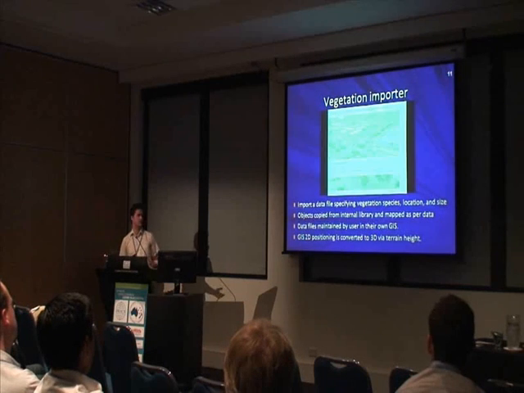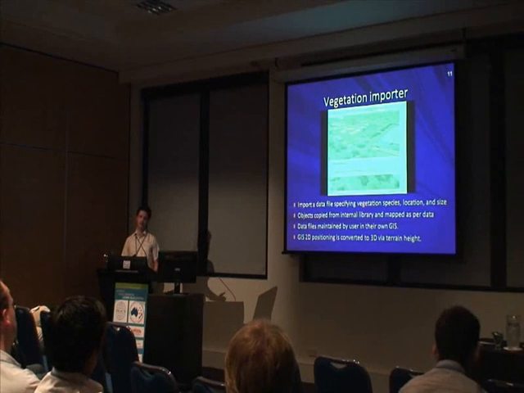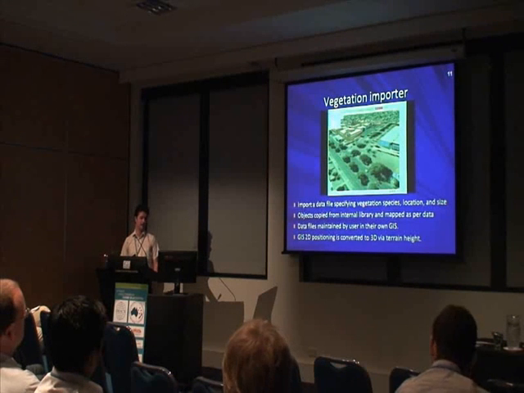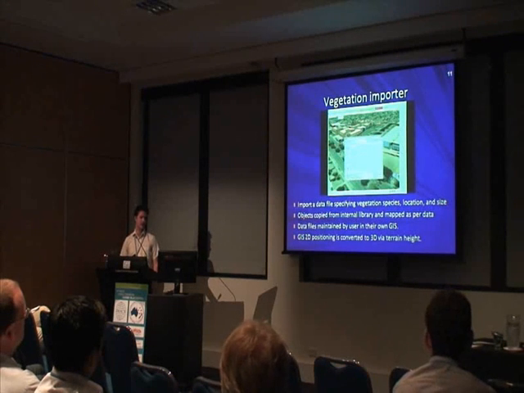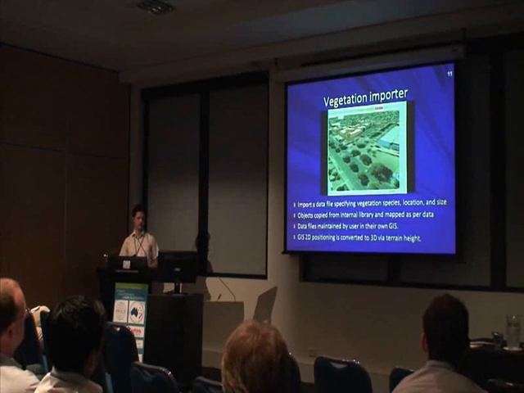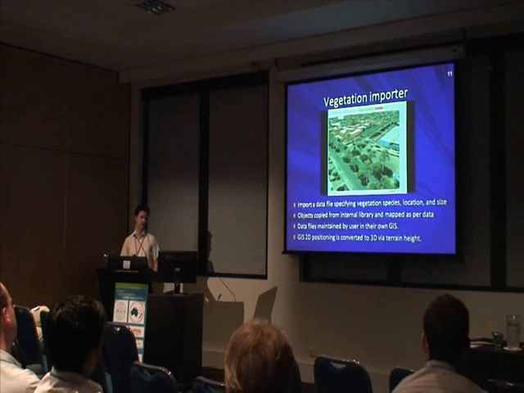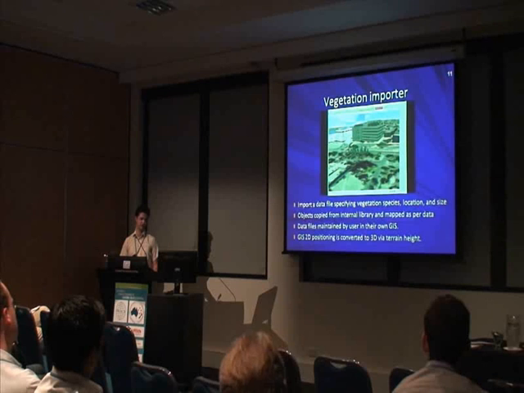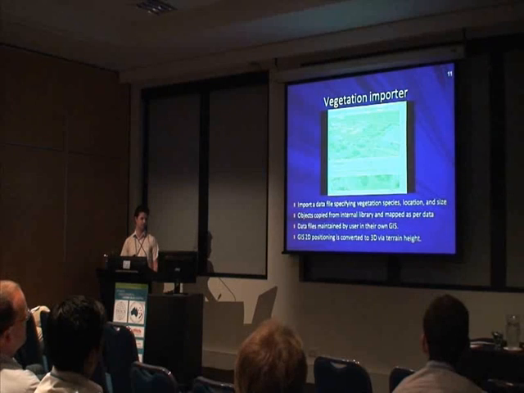But basically you import a data file, and the data can be maintained in the user's GIS. In this case, there's a data file that specifies position, size, and species of a tree. And there's an internal library that has models of each tree corresponding to the species. And so the objects are basically copied from that and mapped into the model.